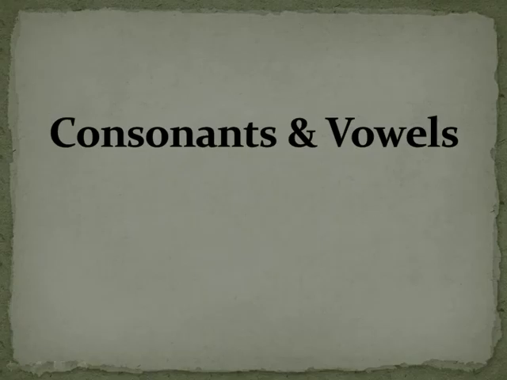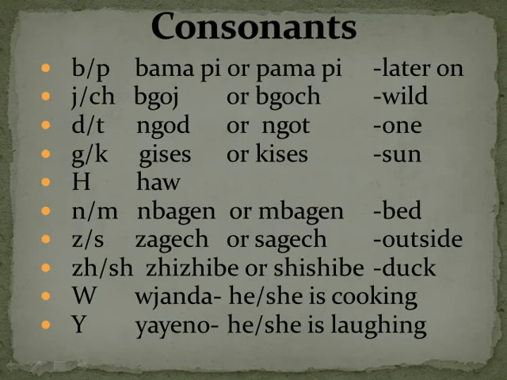Consonants and vowels in Potawatomi. First, the consonants. The B or the P sound, depending on where you're at. If you're in the north, they tend to favor that B, Bama-P, or in the south, that P, Pama-P. The J or Ch sound, so Nagoch or Nagoch. Those two are really hard to distinguish between. I mean, they sound the same to me.